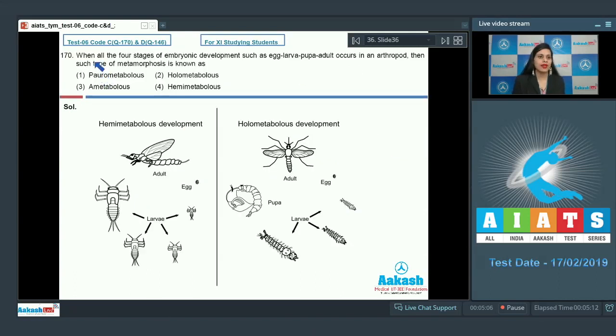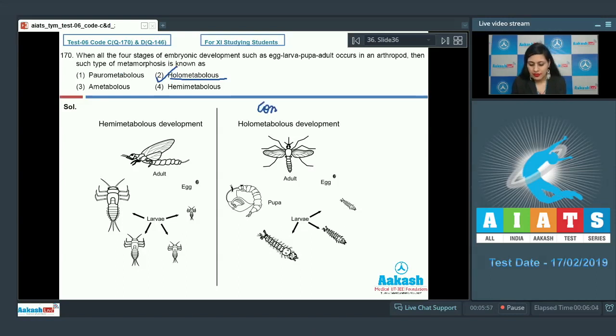Question number 170. When all the four stages of development, such as egg, larva, pupa, adult, occur in an arthropod, then such type of metamorphosis is known as: porometabolous, holometabolous, ametabolous, and hemimetabolous. The correct answer to this question is option number 2.